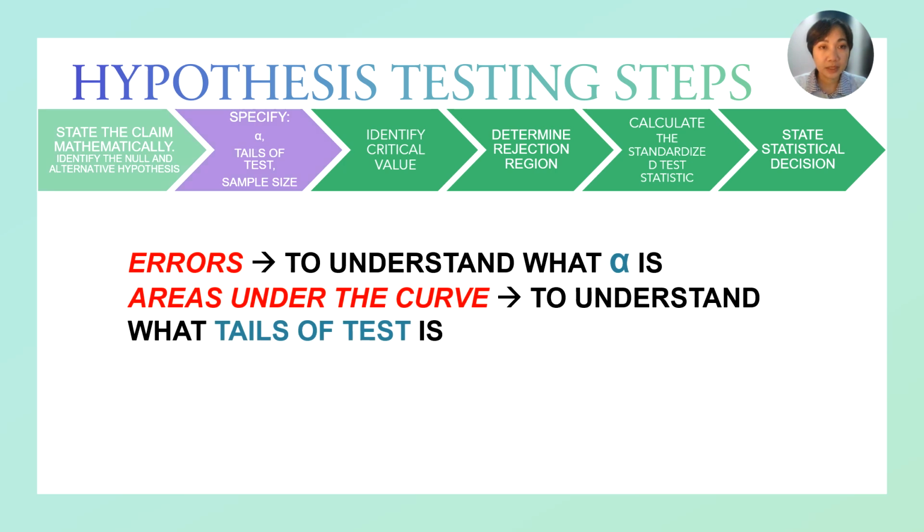Step 2, identify the level of significance, the type of test, and the sample size. Well, the sample size is given, and it is especially important if you're using t-test. So we won't deal with that for now. Let's focus on level of significance, which is symbolized by the Greek letter alpha. And let's also discuss the tails of the test. To understand the level of significance, we have to understand the concept of errors. And to understand the tails of the test, we have to understand areas under the curve.